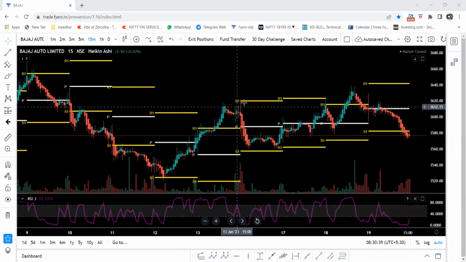Good morning, everyone. Today, I will explain the common mistakes we make in trading, and why we should not show urgency in getting into a long or a short position. The stock I have chosen is Bajaj Auto.